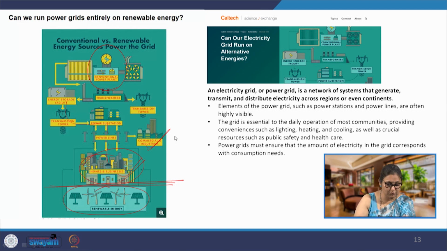Now, what we have to do is that we have to have localized and mix of different sources of energy to supply energy directly at the local level into the grid and then to the end user. That is what is going to sustain in the long run.